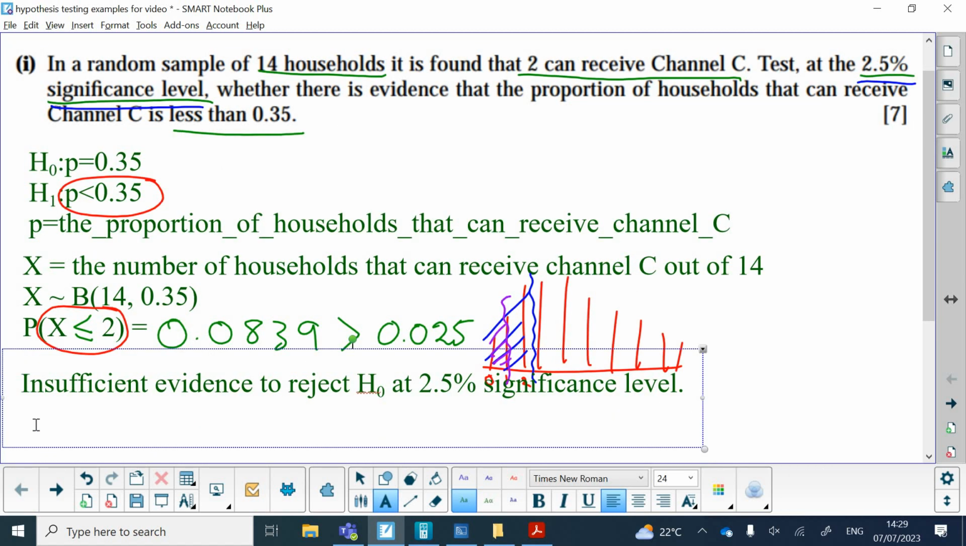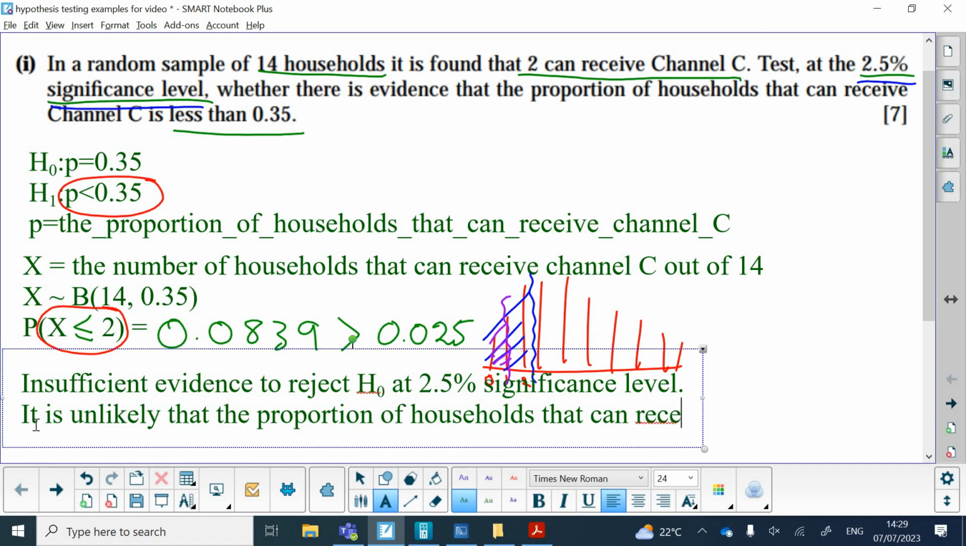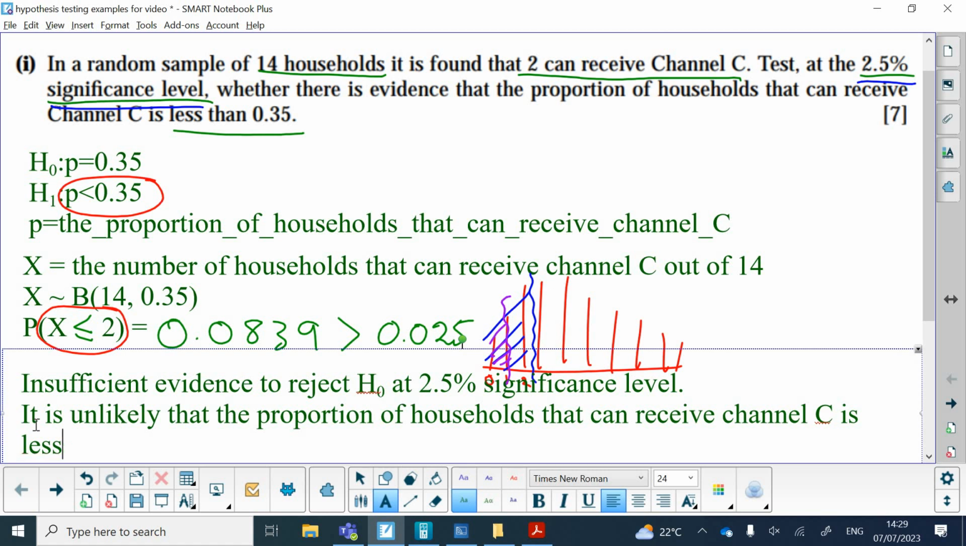Okay, now we need to put that conclusion in context. So we've done this quite mechanical thing with our hypothesis test. We now need to put it back so it makes sense for the question. So it means that it is unlikely that the proportion of households that can receive channel C is less than 0.35.